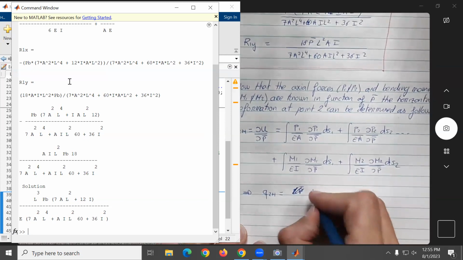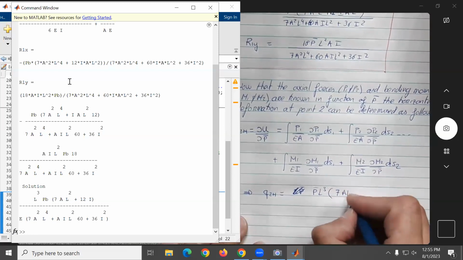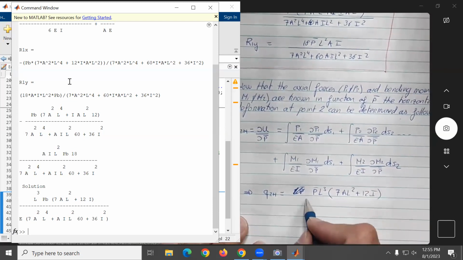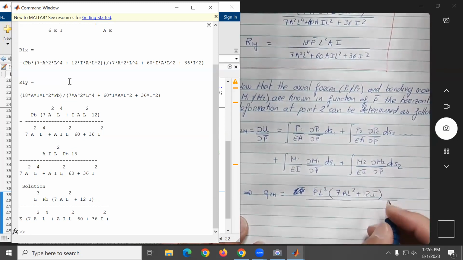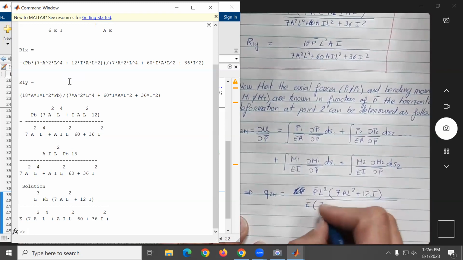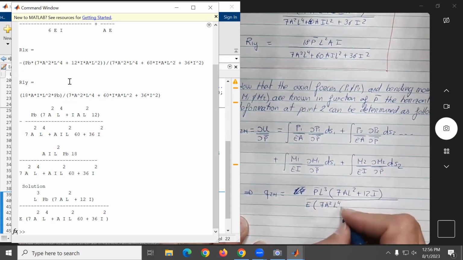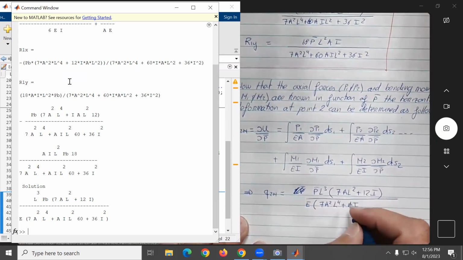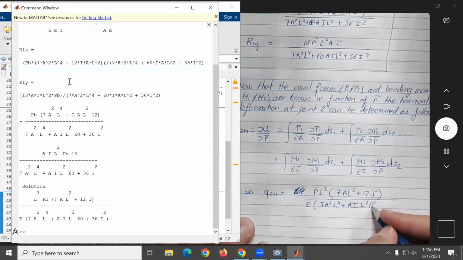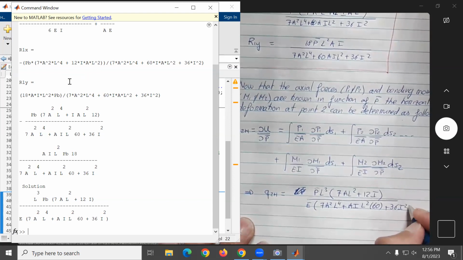Okay, I'm just going to write what I have here. P bar L squared over 7AL squared plus 12I, divided by E times 7A squared L to the fourth plus 60 AI L squared, plus 36 I squared. I should have put the 60, I forgot to put it, so I put it now.